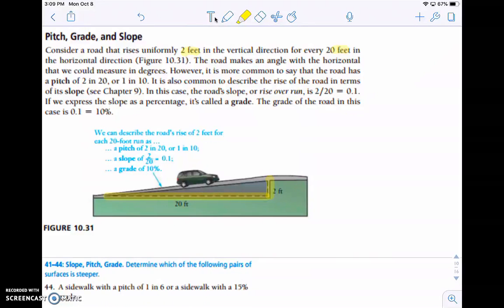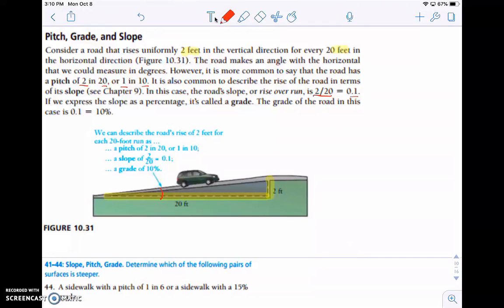That road makes an angle with the horizontal that we can measure in degrees. So it makes some angle here. However, it's more common to say that the road actually has a pitch of 2 and 20, or that can be reduced down to 1 and 10. It's also common to describe the rise of the road in terms of a slope, which we talked about in the past. In this case, the slope is rise over run, which is 2 over 20, or 0.1.